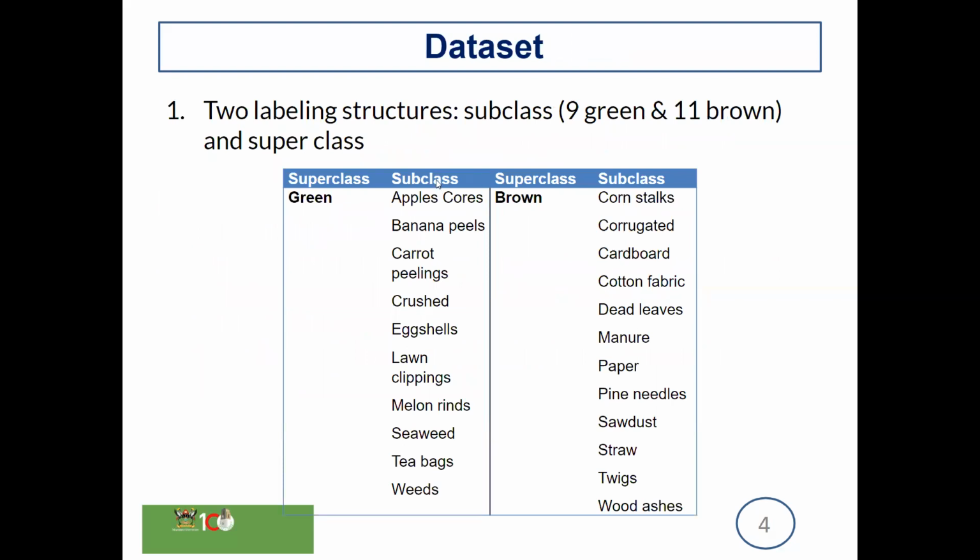For their dataset, they propose two labeling structures, where you have a superclass and then a subclass. For both classes of compost, that is green and brown compost, you can have a number of categories, for example apple cores, banana peels, carrot peelings for green compost, and similar examples for brown compost as well. So they suggested these two strategies of labeling.